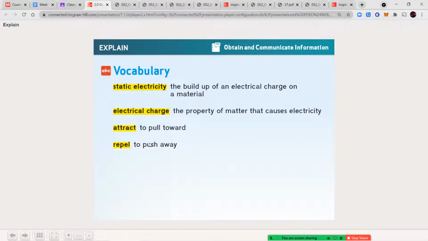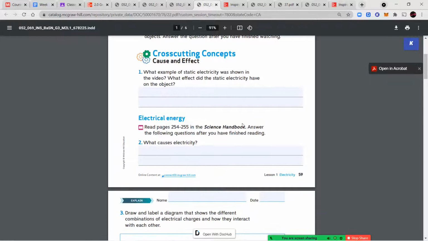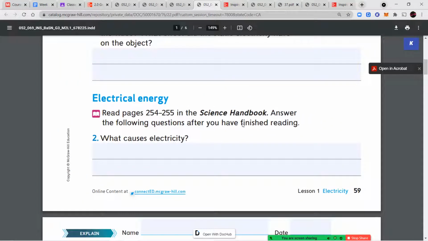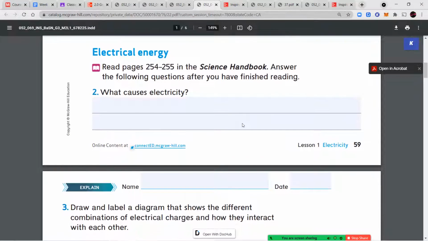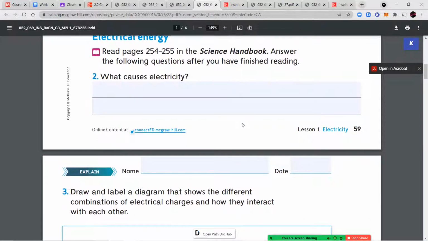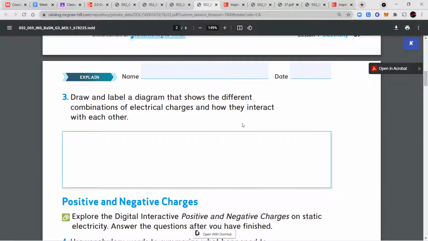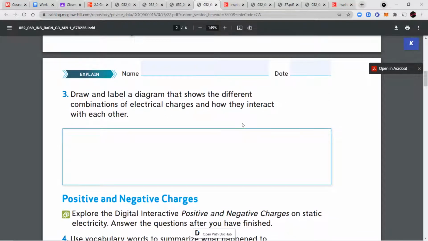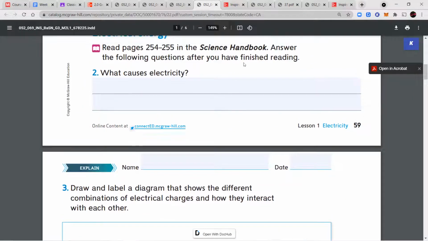Once we've completed taking a look at our vocabulary, we're going to jump back into our book and read pages 254 and 255 in our science handbook and answer the questions. So our first question is, what causes electricity? Number 3 says, draw and label a diagram that shows the different combinations of electrical charges and how they interact with each other. Let's go ahead and answer those first.